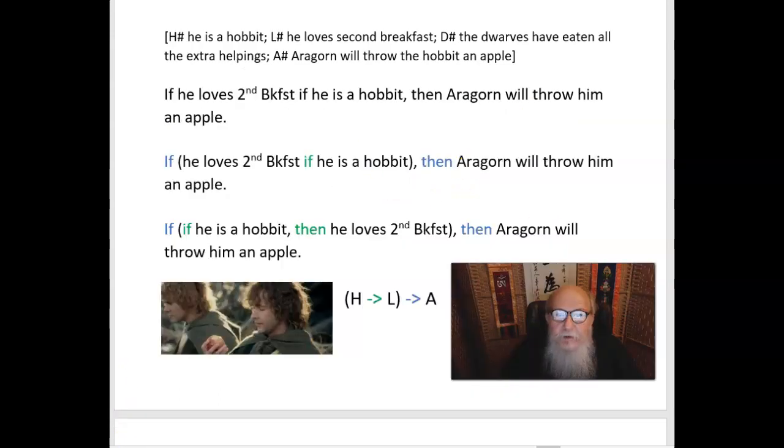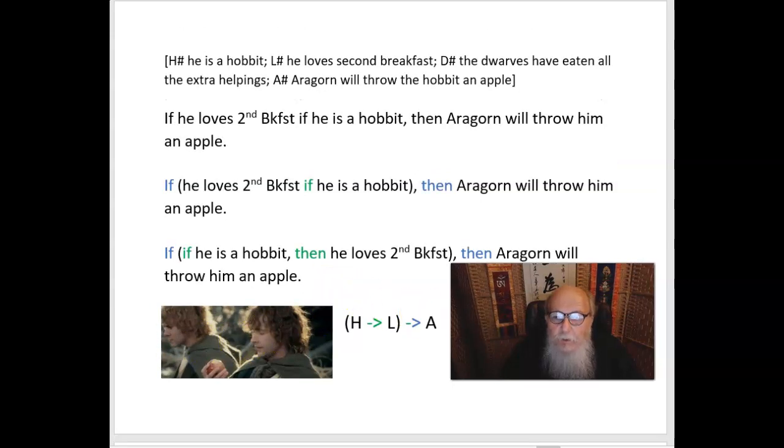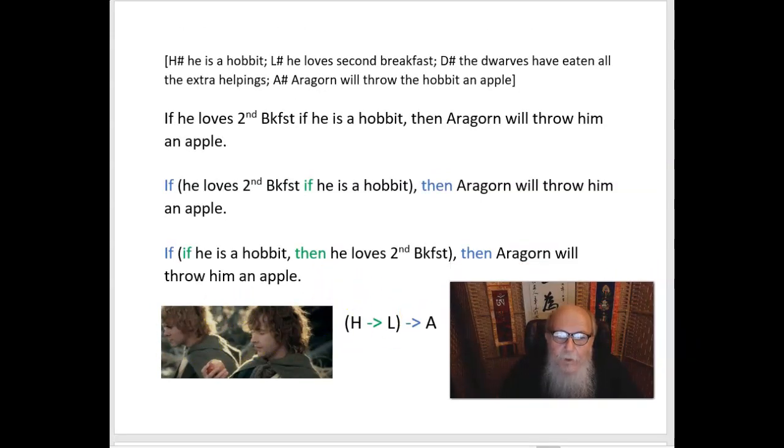Now, there's that other famous incident you will no doubt recall when the Fellowship, right, Aragorn and the hobbits, well, before they became the Fellowship, but you remember when Aragorn met the hobbits at the sign of the Prancing Pony? So then they all got together and left, and they're on their way out, and Merry and Pippin said, "What about second breakfast?" And Aragorn threw him an apple. This one's kind of tricky, so look at it. If he loves second breakfast, if he's a hobbit, then Aragorn will throw him an apple.